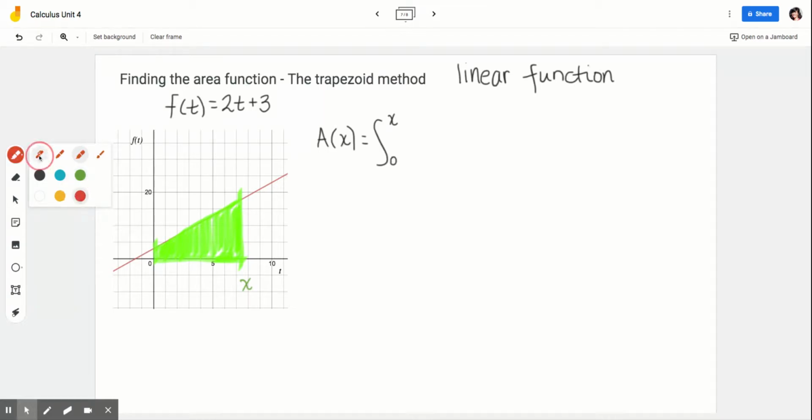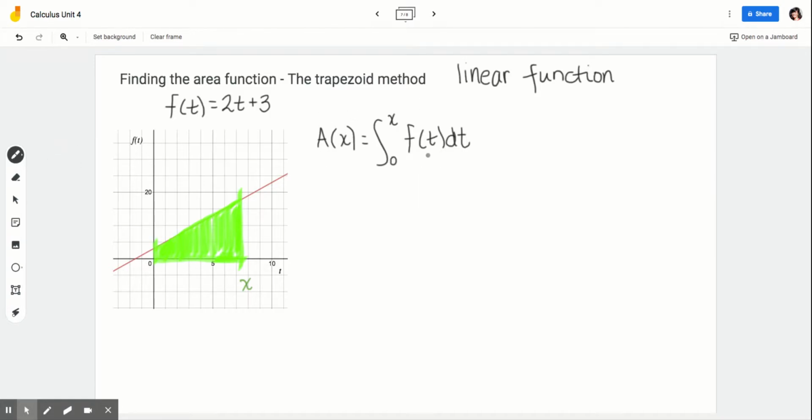So what we would do then is consider that this is a trapezoid. Sorry, I realized I didn't finish writing this. It would be the integral of f of t dt. All right, so again, this gives me all the bounds. I'm starting at 0, I'm ending at x. f of t is the function. We'll have another video on exactly how to read this, but this is just the equation for finding the area.